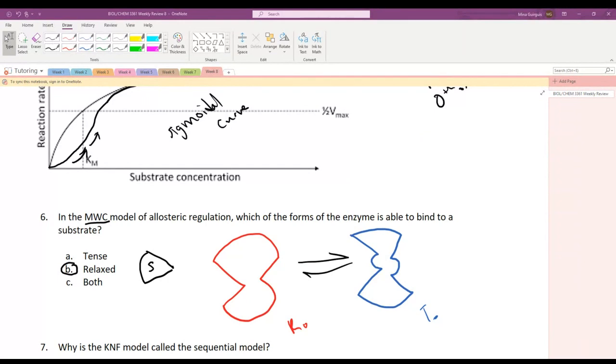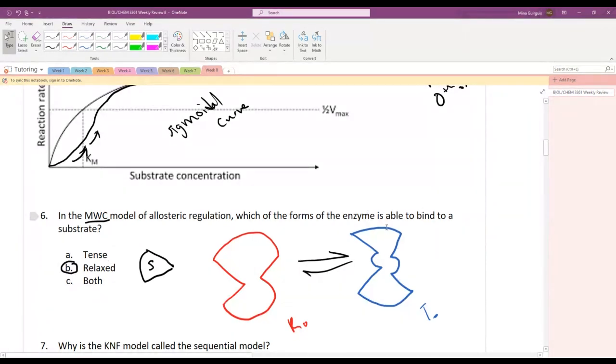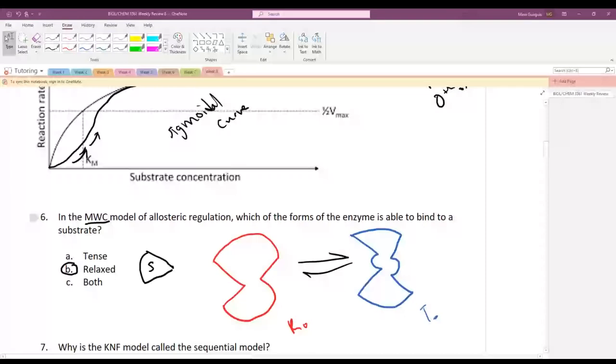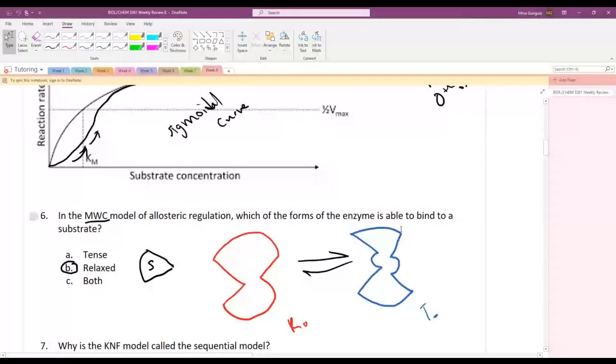So one really important point about the MWC model is that since these two forms are in equilibrium, when R0 binds to something, it affects that concentration, because now one R0 molecule is being removed since it's bound to something, and so that shifts equilibrium because R0 is decreasing. It shifts the equilibrium, in this case, to the left to form more R0. Okay, and we're going to talk about equilibrium with respect to that in a bit.